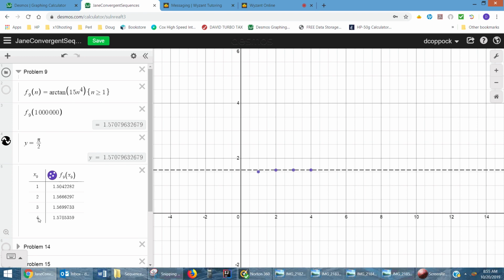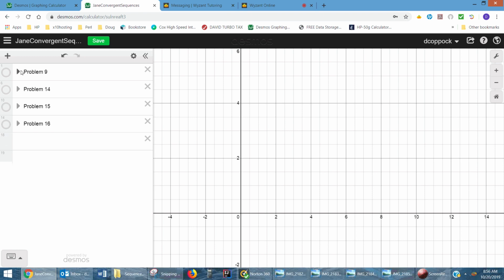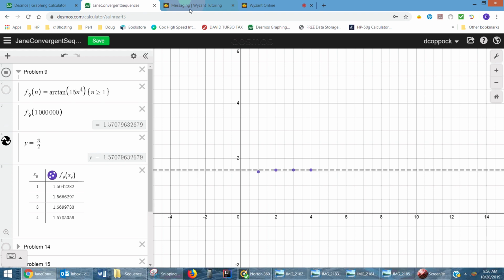By the 4th element of the sequence, and that's because 4 to the 4th times 15 gets very big very quickly. Okay, and I just want you to see that you can highlight and unhighlight the elements of the sequence by going to this table right here. And you can also just hide the whole thing by clicking there. And there's problem number 9. Okay, so the limit is pi over 2.